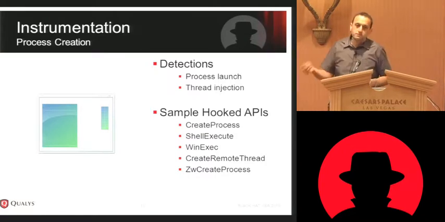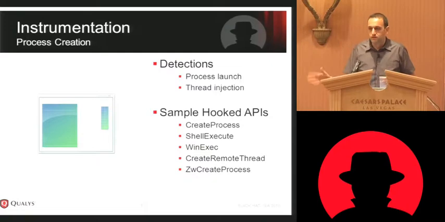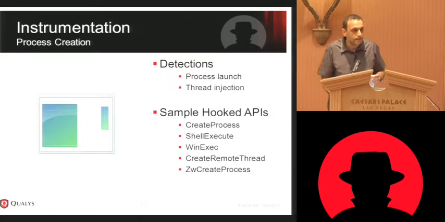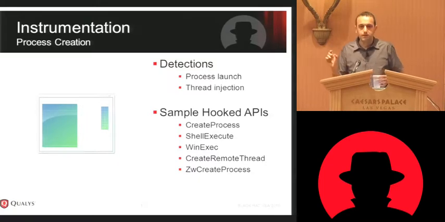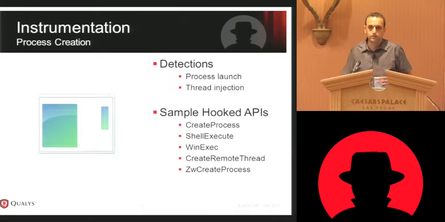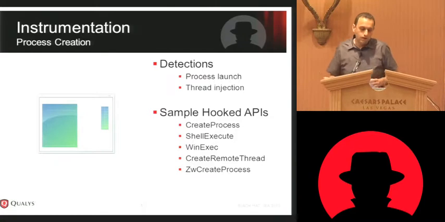Shell execute, which is the shell equivalent. You'll see a lot of scripts that use this. WinExec is a deprecated version of CreateProcess, and this one's actually still popular because it has very few input arguments and it's much easier to execute from shellcode. There's less prep work you have to do, which makes your shellcode smaller.